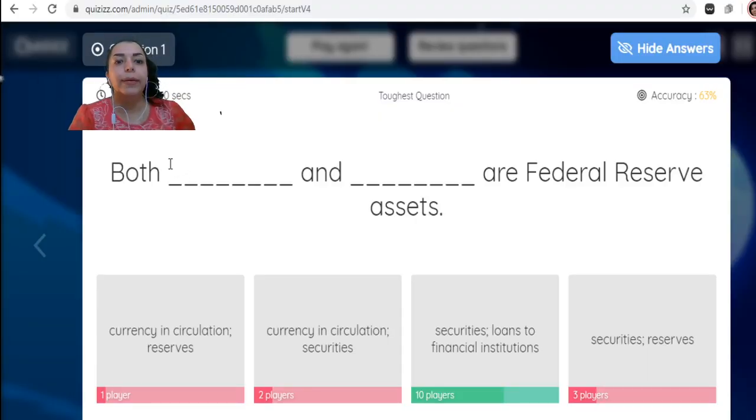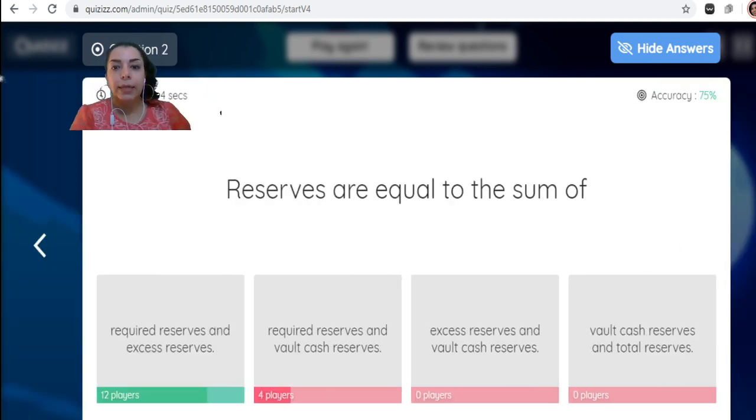So, the first 10 players are correct. It's saying that both are Federal Reserve assets. Federal Reserve assets are the securities and loans to financial institutions. What were the Federal Reserve liabilities? They were currency in circulation and reserves. Then, great, 12 answered correctly. I assume that these four people who didn't answer correctly wanted to joke with us. Reserves are equal to the sum of required reserve and excess reserve.